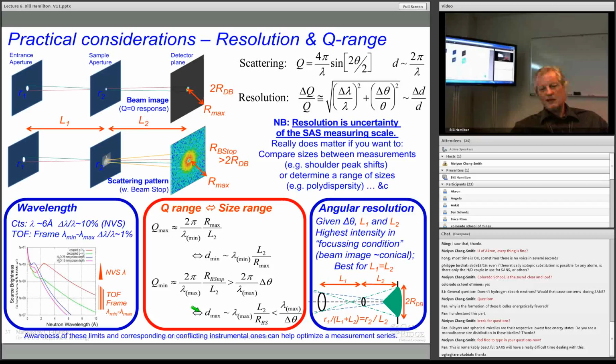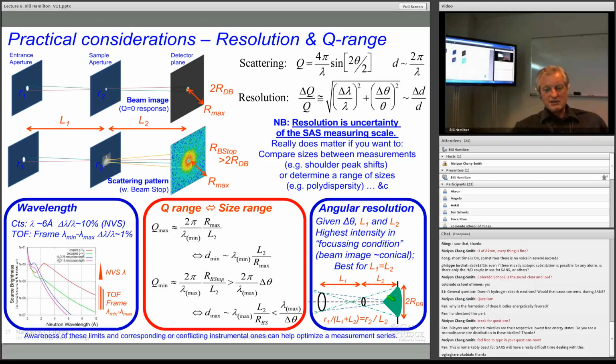Angular resolution, you can do the math on this, and it's just pinhole math. If you want a particular delta theta, the accuracy of your angular measurement, for a given L1 and L2, entrance to sample distance and sample to detector distance, your highest intensity is in the focusing condition. That basically means that from your detector, the sample aperture and the source aperture look the same size. The beam image in this situation is conical, which I've tried to draw here, and the full width of that is the radius of your beam stop.